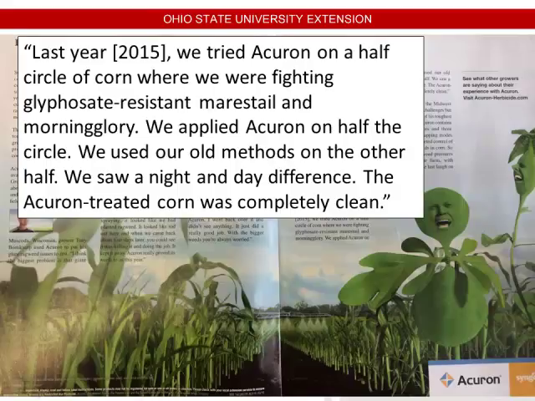It's for Acuron, and I'll blow up the text here. What this advertisement says is, last year, in 2015, we tried Acuron on a half a circle of corn. So the first thing I think is, this must have been out west, because we don't plant our corn in a circle here, right? So it had to be a center pivot irrigation.